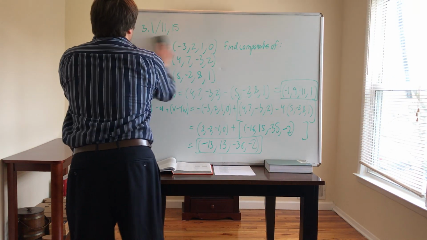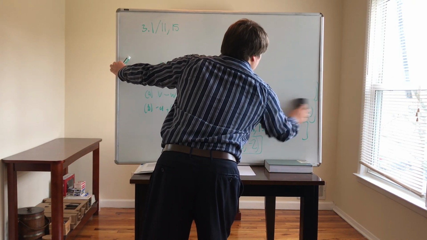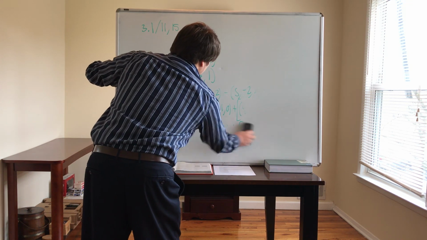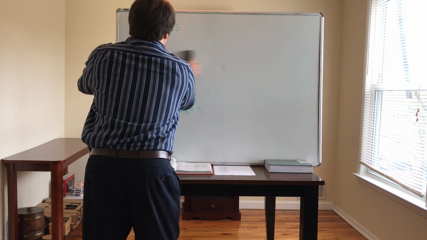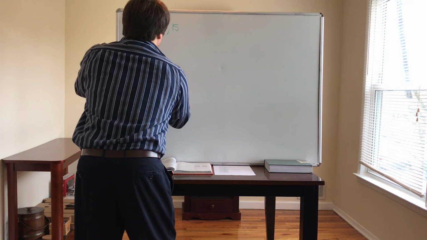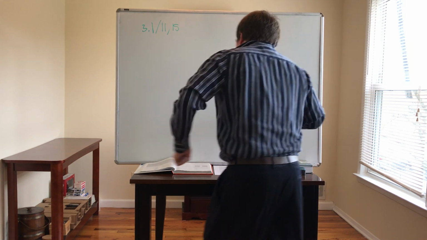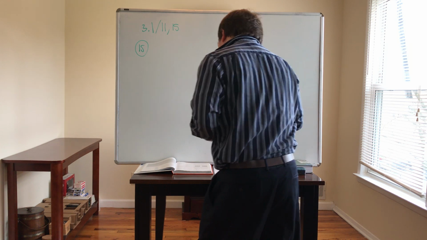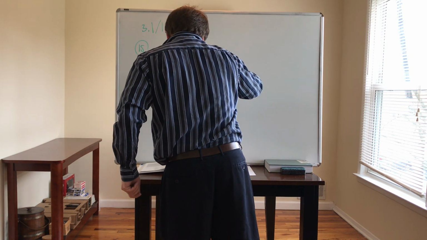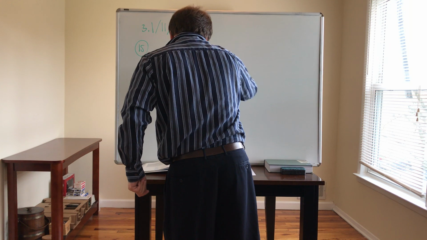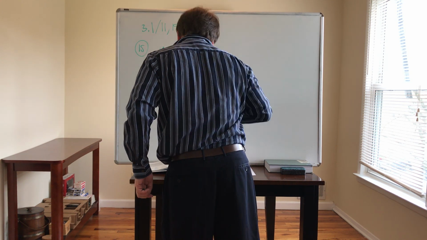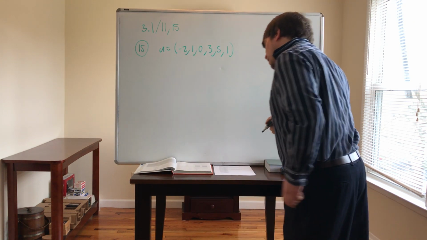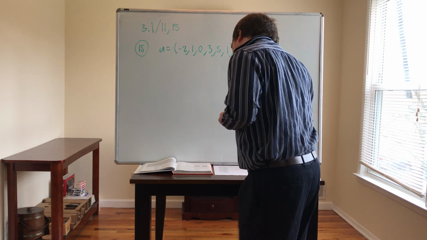Okay, so the next problem in 3.1 is number 15. Okay, the components of a vector, right, are just the first, second, third and fourth components of those vectors I wrote over there. Okay, 15. You're given this vector u, which is the vector negative 2, 1, 0, 3, 5, 1. So negative 2, comma 1, comma 0, 3, 5, 1.